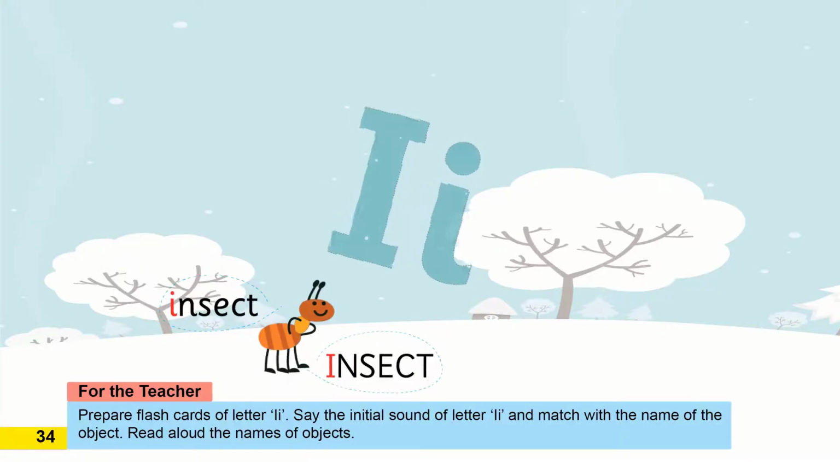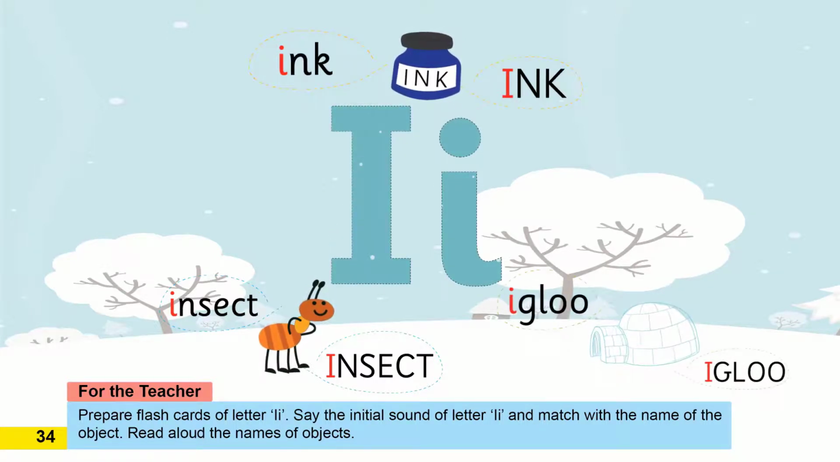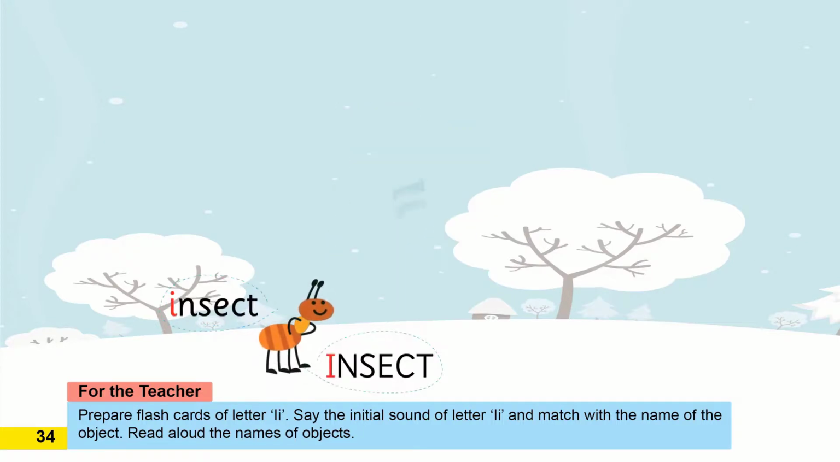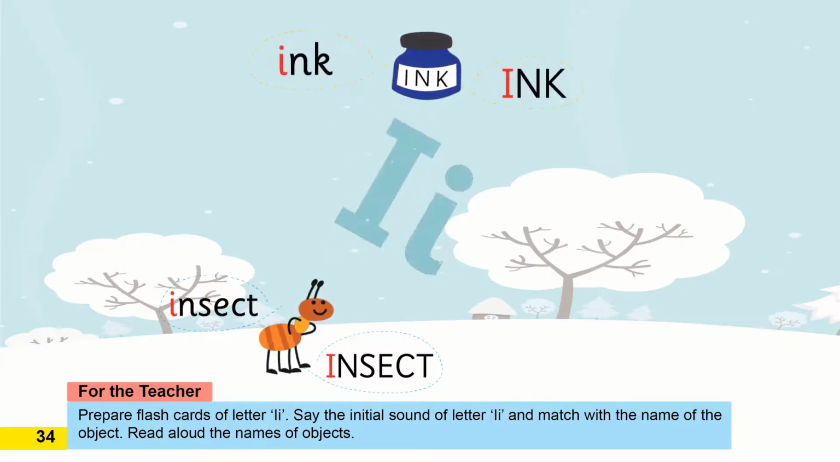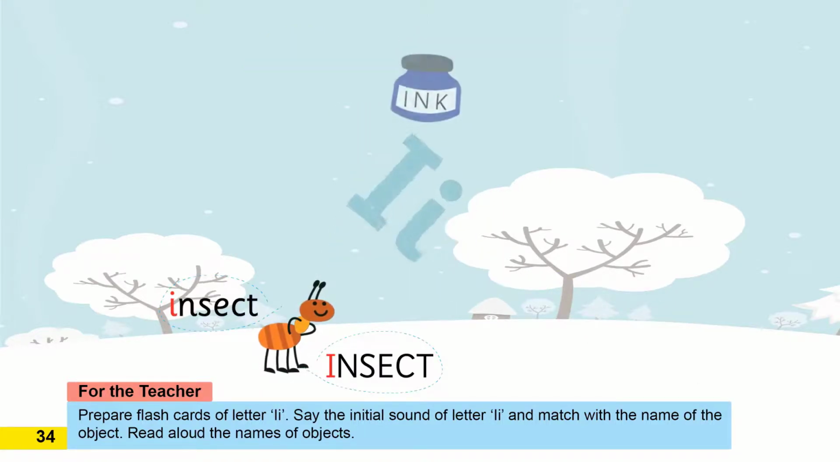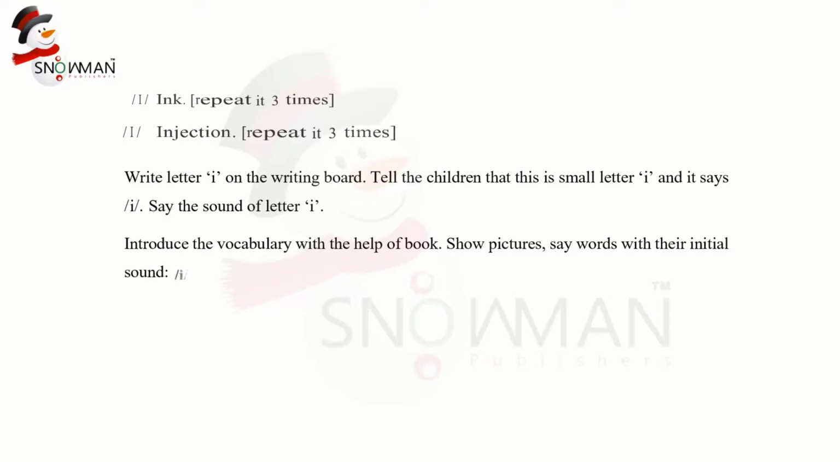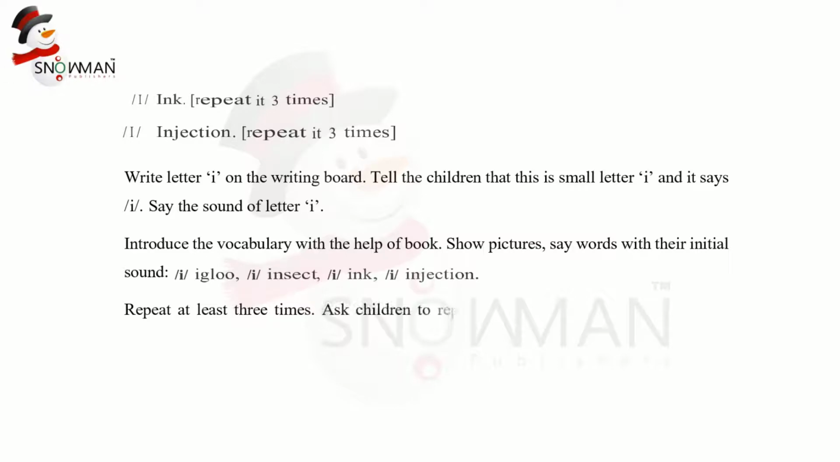/i/, insect. /i/, ink. /i/, igloo. /i/, injection. Repeat at least 3 times. Ask the children to repeat after you. Involve the class in this process. Tell the children that I is a vowel.